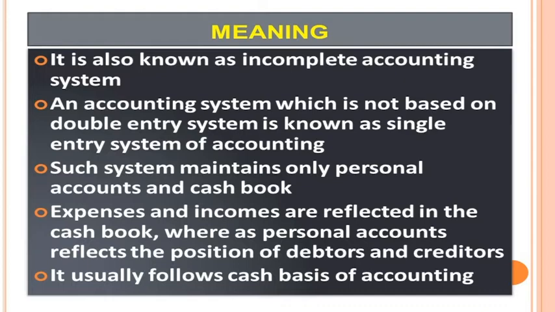Okay. Expenses and incomes are reflected in the cash book, whereas the personal accounts reflect the position of debtors and creditors. Whatever the expenses, they will be taken into account from the cash book, and any receipts and payments are also taken into account from the cash book, and those are written in the name of persons. That's why they will prepare the personal accounts. It usually follows the cash basis of accounting. It usually follows which basis? Cash basis of accounting.